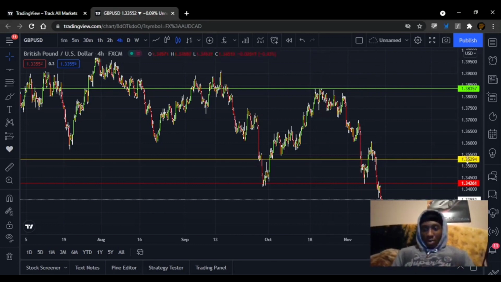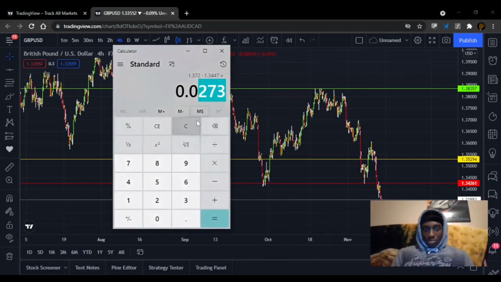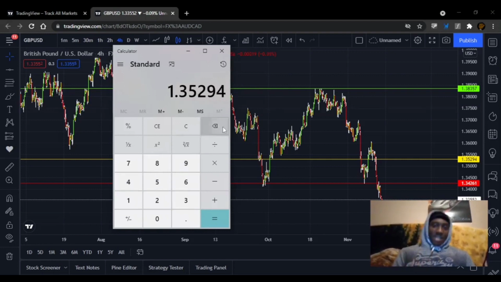Let's do 1.35294. Remember, remove the last number. Do not use the last number. Minus the stop loss.